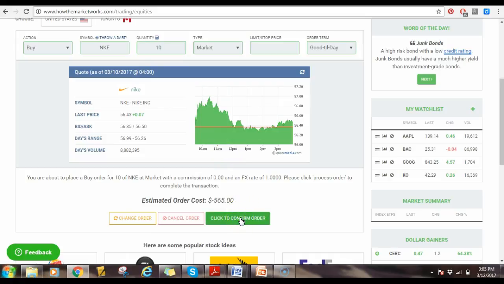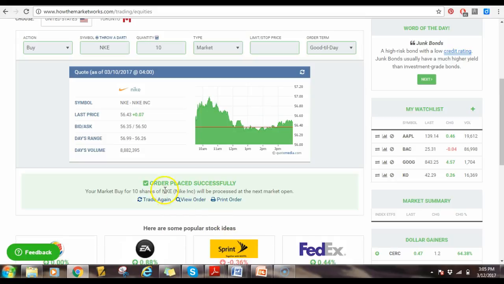Okay. And I don't know why it's not confirming. Maybe, oh, there it goes. All right, you can hit trade again, view order. You can actually print it, but don't do that.